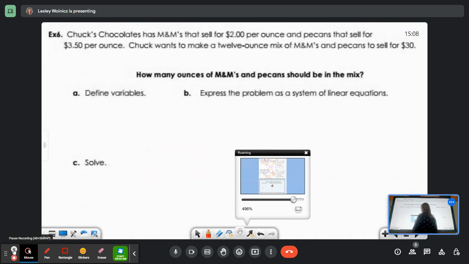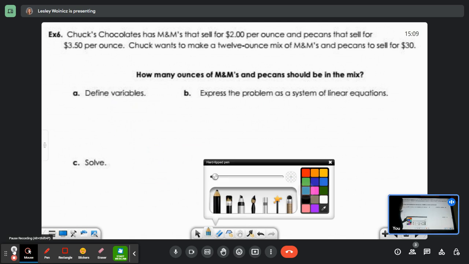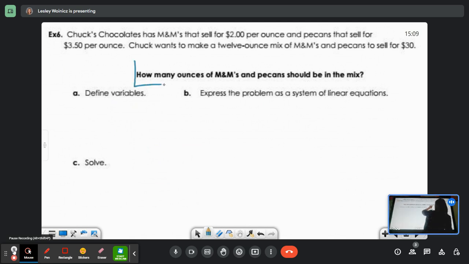All right. So, Chuck's Chocolates sells M&Ms for $2 per ounce and pecans for $3.50 an ounce. Chuck wants to make a 12-ounce mix of M&Ms and pecans, and he's going to sell it for $30. So our job, we've got a couple of jobs. We have to define our variables. We're going to write a system of linear equations for the whole problem, and then we're going to solve it to answer this question. Now, remember that the question is going to tell us what the variables are.